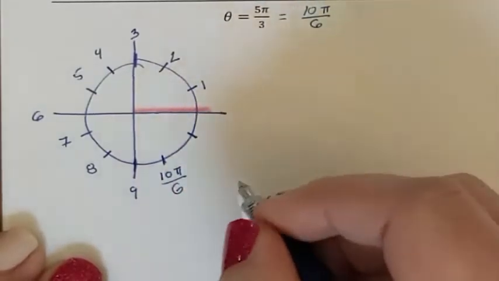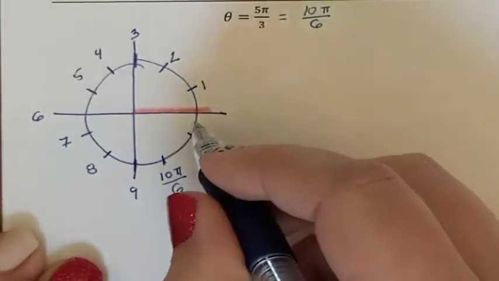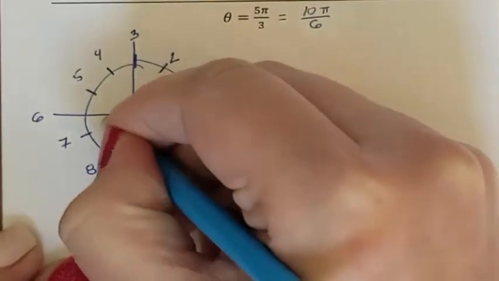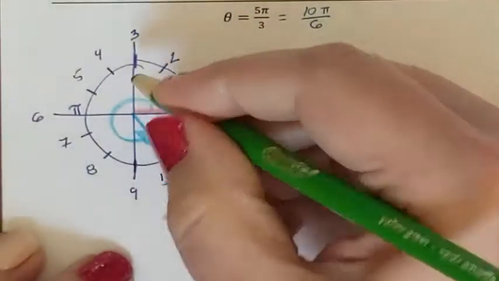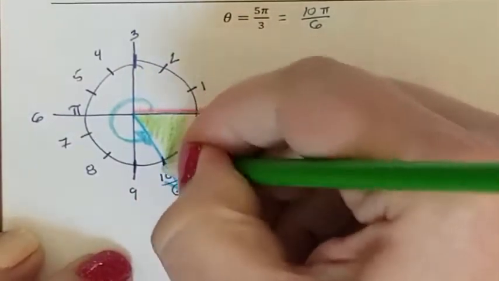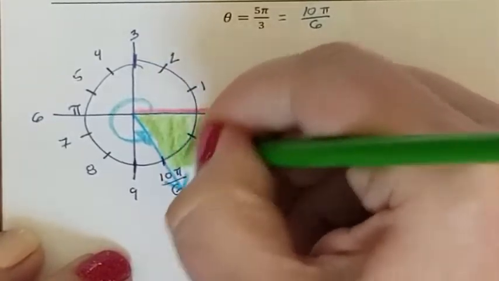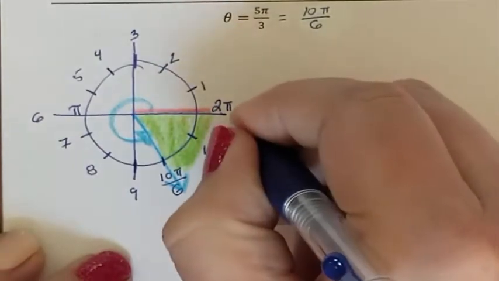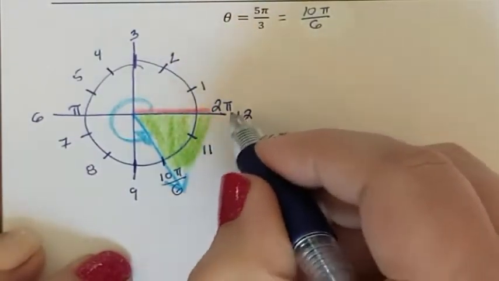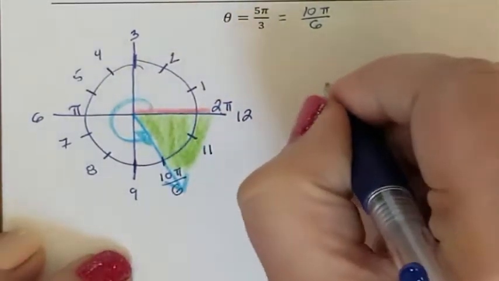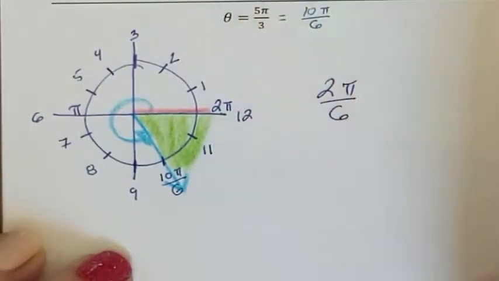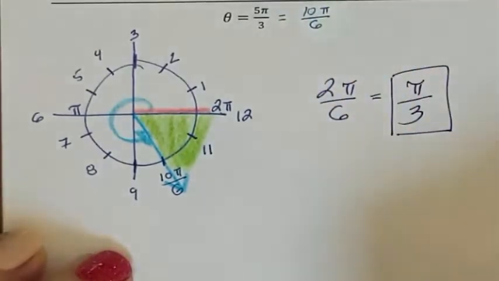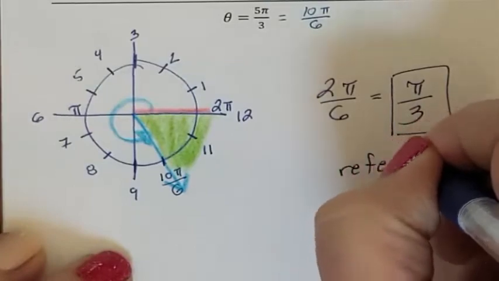So we are being asked, how close are you to the closest x-axis? So you went all the way around and you landed right here. So we wanted to know, how close is this to the closest x-axis right here? This would have been 11 sixths, and this would have been 12 sixths. So I am 2 whole sections of sixths away, which meant I am actually a pi third away. That is my reference angle.